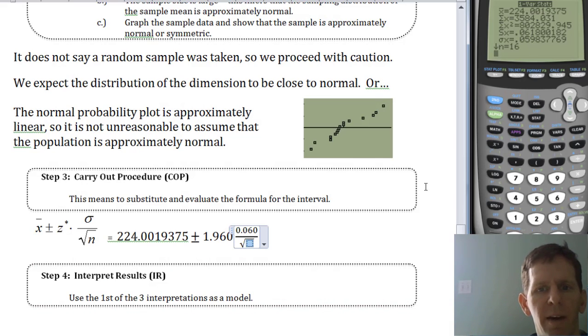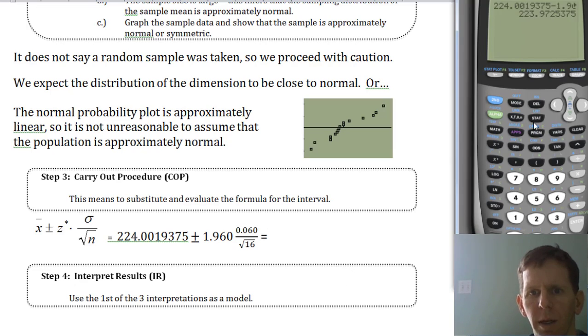In your denominator, we have n, the sample size, and your calculator will tell you this as well. It's 16. Then we can calculate what this is equal to by substituting these numbers into your calculator. The first value we got was 223.973. I go back to my calculator and type in second enter and replace the minus sign with a plus sign to get my second answer, which is 224.031.